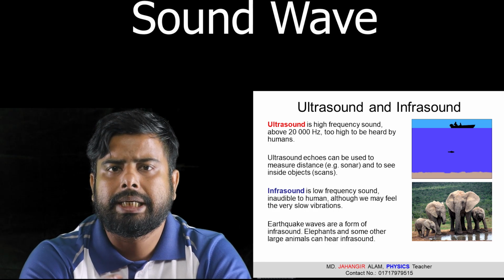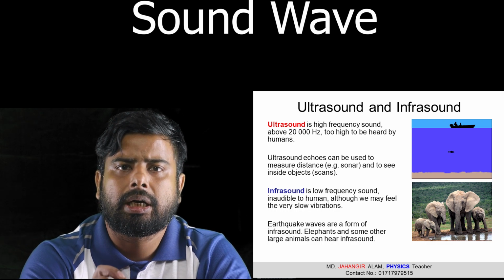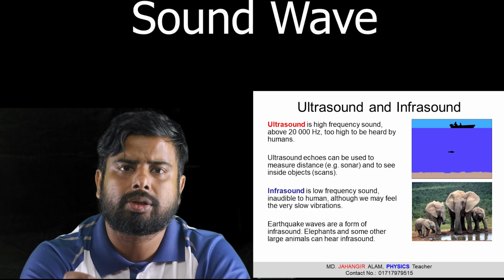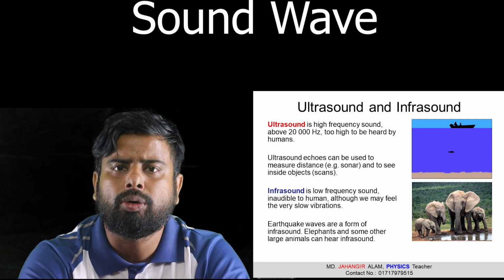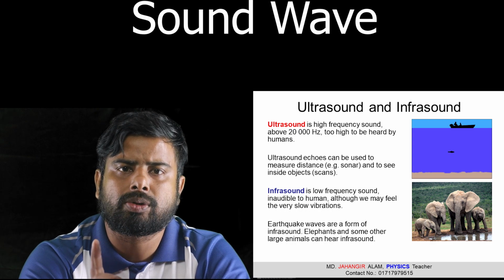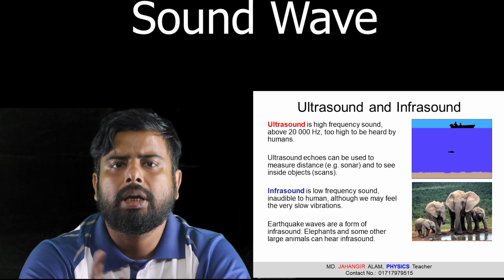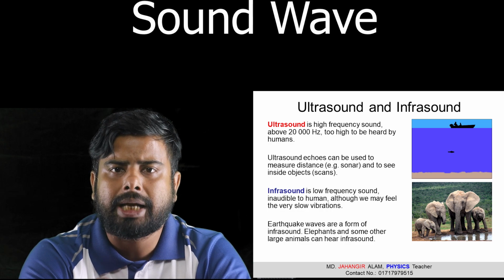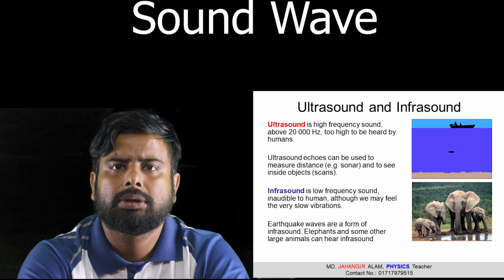Infrasonic sound is low frequency sound. If the sound wave has a frequency less than 20 Hz, it is called infrasonic sound or infrasound. Infrasonic sound is also inaudible to humans, although we may feel the very slow vibration, but we cannot hear the sound. Earthquake waves are a form of infrasound. Elephants and some other large animals can hear infrasonic sound.